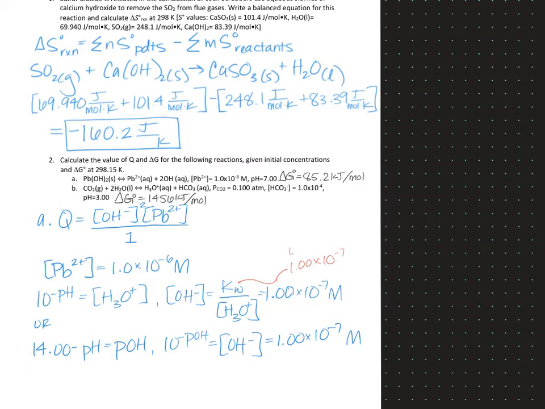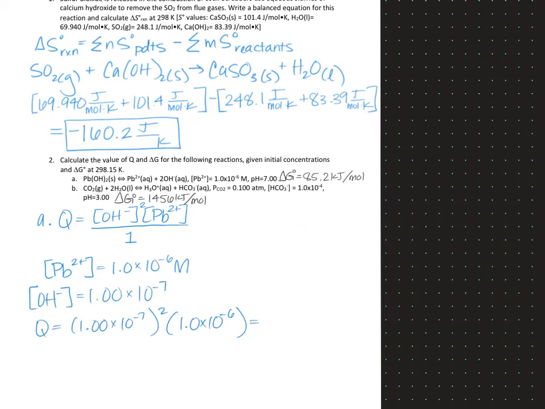If you put 1.008 times 10 to the negative 7, you would get something a little different, but they're very close to each other. Whenever you're using a constant on the exam, use the one that's given to you, and I will be grading off of that number.